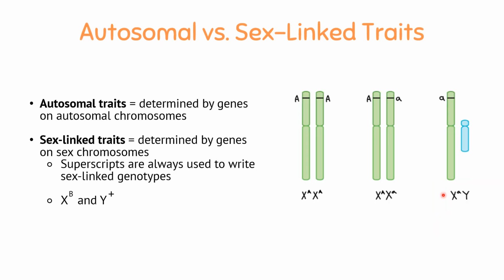So I want you to also know the difference between autosomal and sex-linked traits. Autosomal traits are determined by genes on your autosomal chromosomes, whereas sex-linked traits are determined by genes on your sex chromosomes, so your X and Y chromosomes. And we use superscripts again to write the sex-linked genotype. So it could be X^B or Y plus or something else like that.